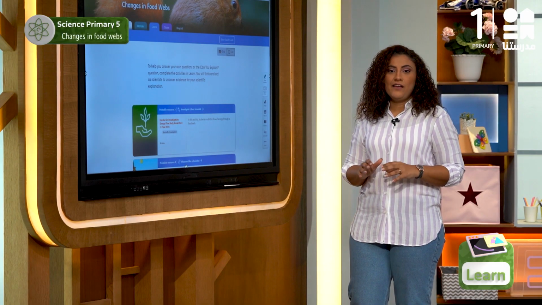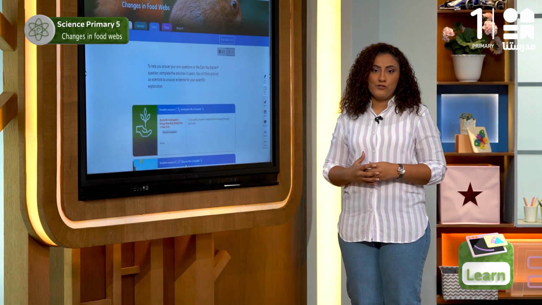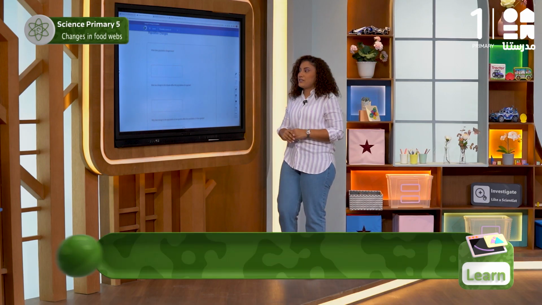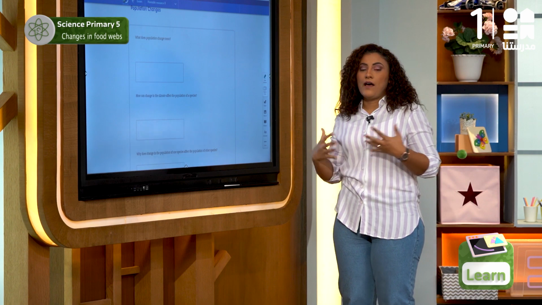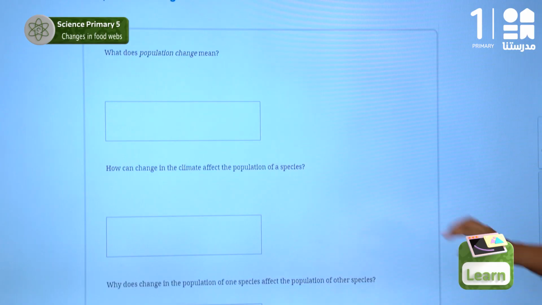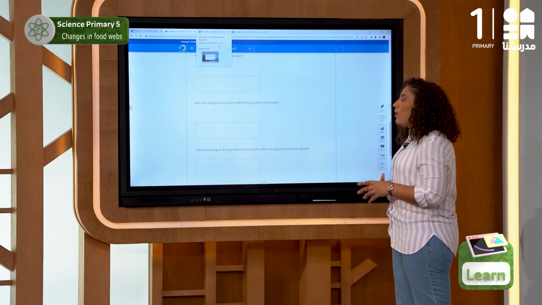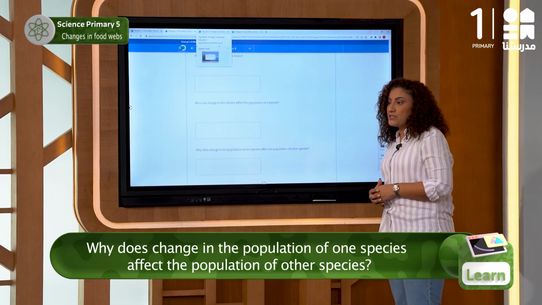Before starting the activity, we need to read the questions in the book to understand what we need to do. The first question is, what does the word population change mean? And our second question is, how can change in the climate affect the population of a species? And our last question, why does change in the population of one species affect the population of the other species?